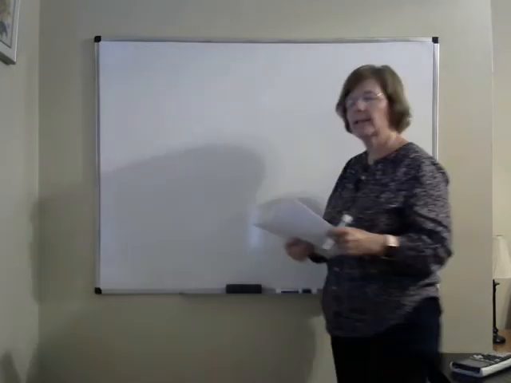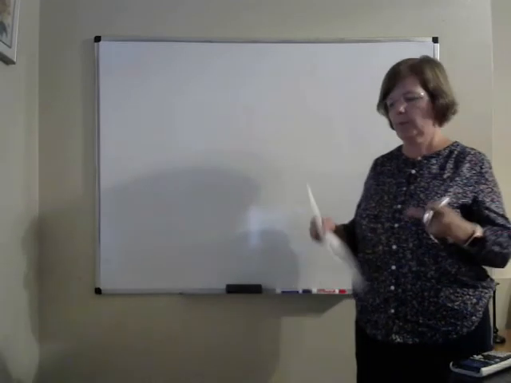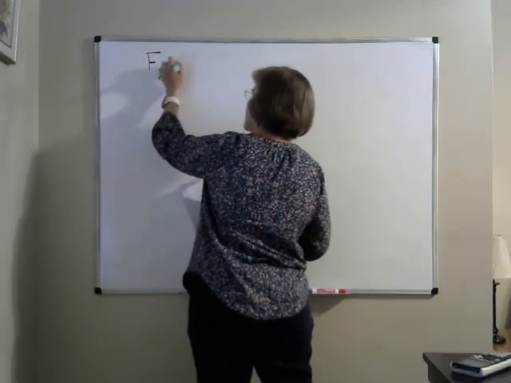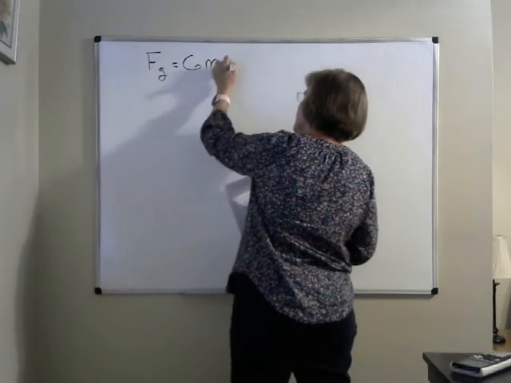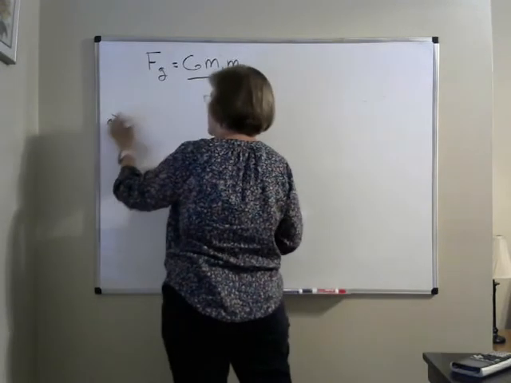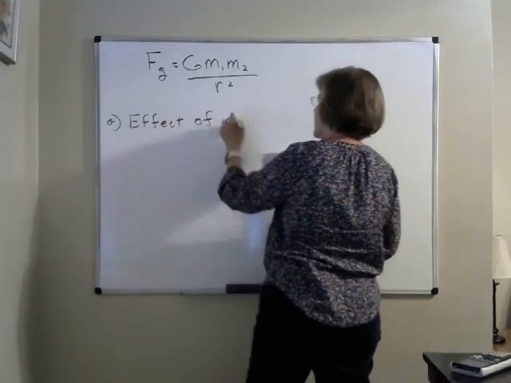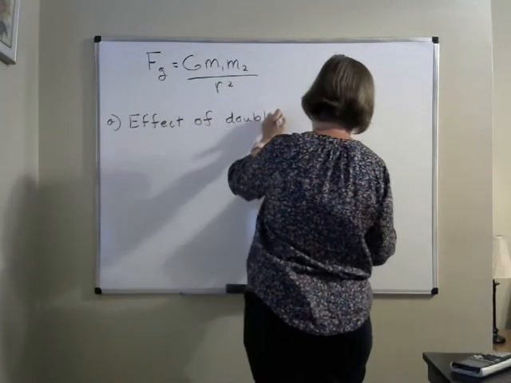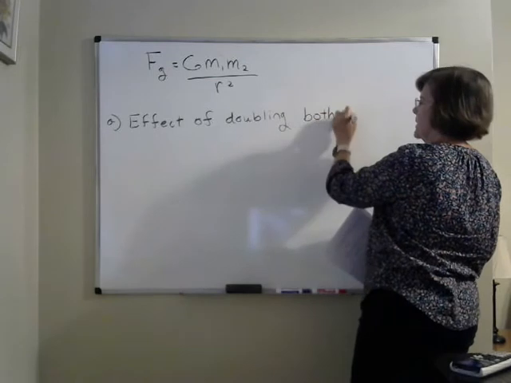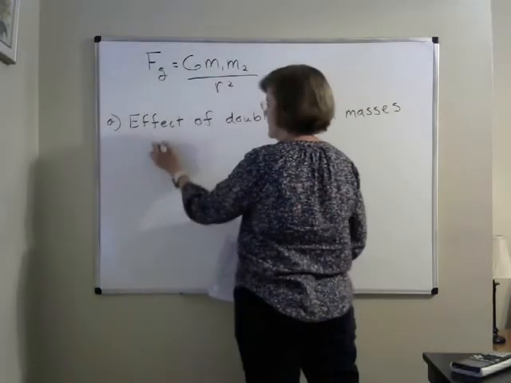One of the skills we want to be able to do in physics is understand how changing one variable affects the problem. Here's our basic setup. Suppose we have some gravitational force, and we want to know the effect of doubling both masses. I don't want to do the same ones as in the notes because I want some variety. What happens if I double both masses?